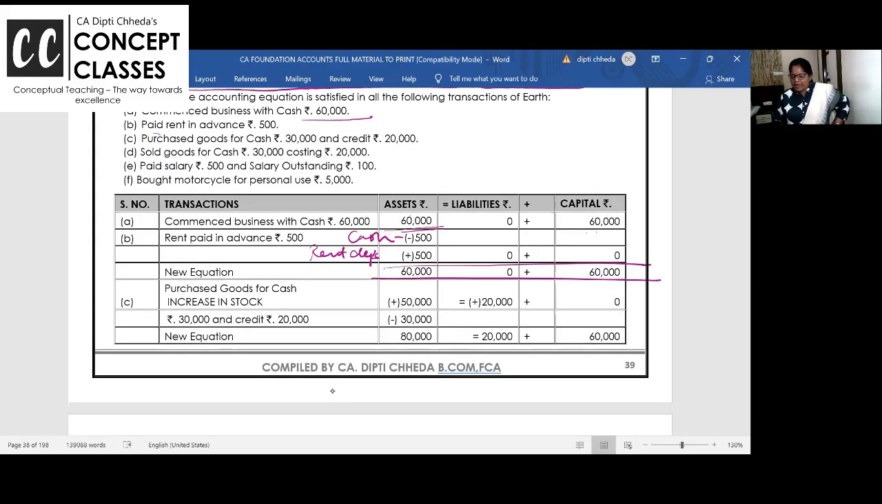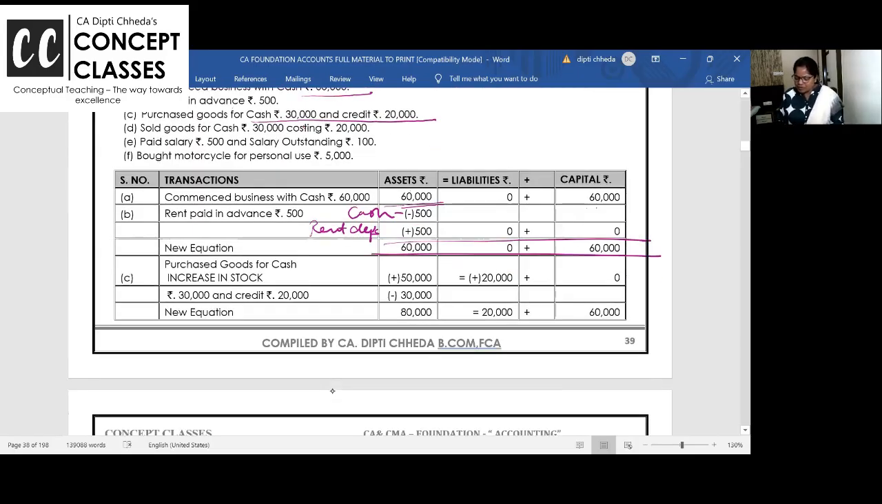Now, purchased the goods for cash 30,000, credit 20,000. Okay, right? So if you purchase the goods for cash, then on the asset side, 30,000 cash is going out and 50,000 stock is coming in. Are you all having the notebook, this book? Then write the answer. Purposely, I have not written.